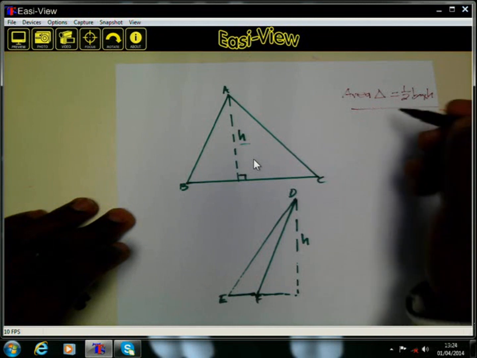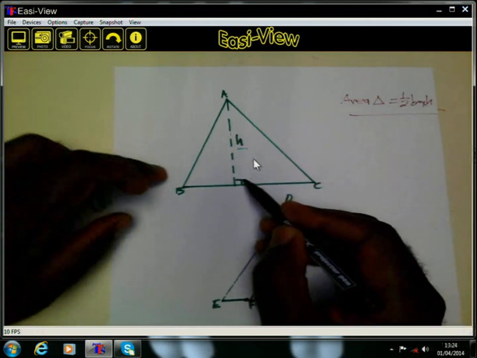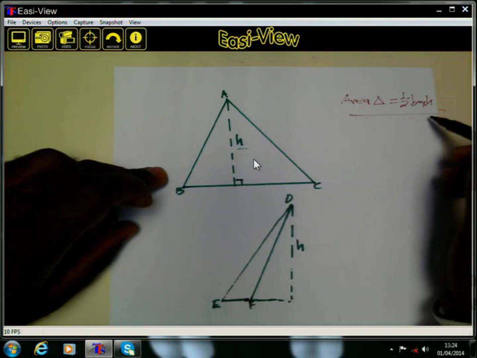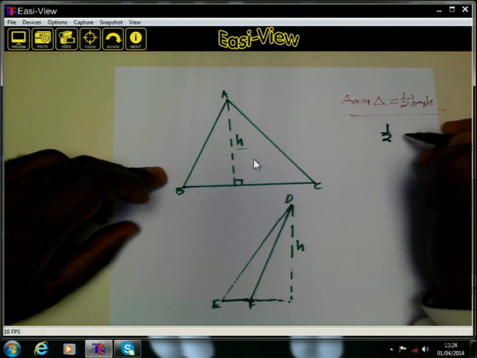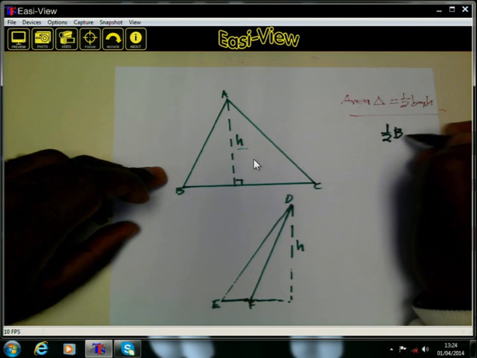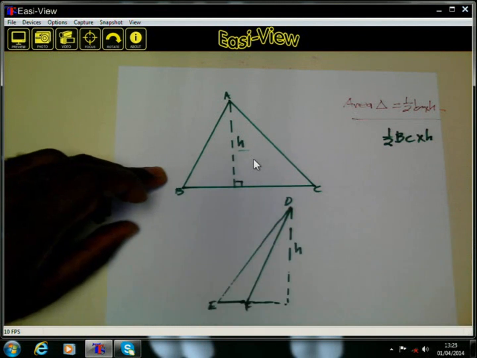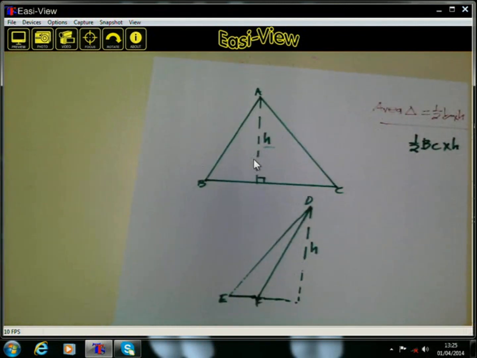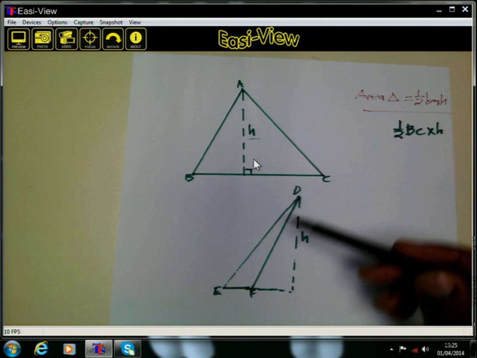Now, if we are going to determine the area of this triangle in terms of the formula, it's going to be half BC multiplied by the height, which is our perpendicular height. That was the first triangle that we have gone through. Let's now come to the second triangle, which is triangle DEF.